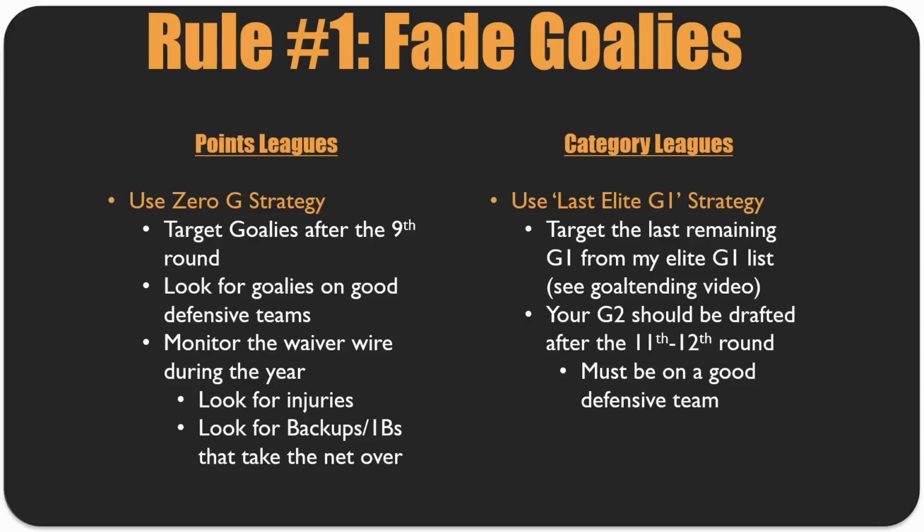If you're in a category league, you still want to use that last elite G1 strategy, essentially taking the best value ADP guy in that top tier list.